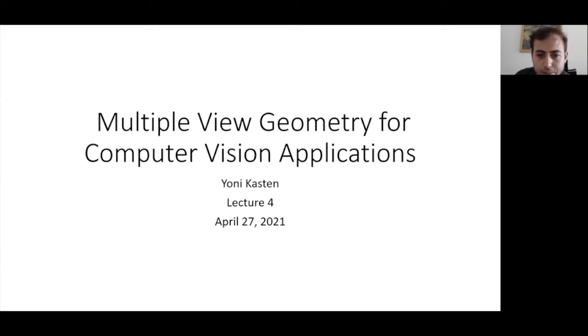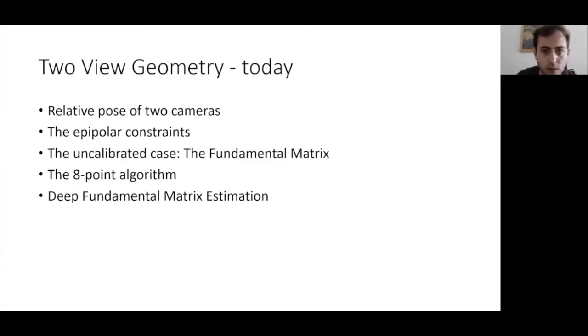Okay, so today we'll talk about two-view geometry. We'll talk about the relative pose of two cameras, and we'll talk about the epipolar constraints. For the uncalibrated case, we will define the fundamental matrix. We will also talk about the 8-point algorithm to estimate the fundamental matrix. And in the end, we will talk about deep fundamental matrix estimation, which is a nice paper to estimate the fundamental matrix using deep learning.